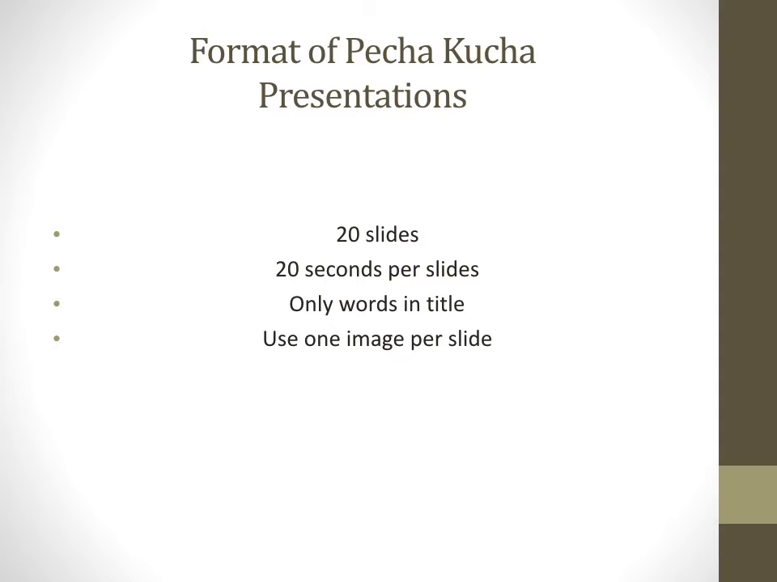Okay, so a couple of other things to know about the PK slides is the only words on your slides would be in the title, and we're trying to keep it very, very brief. You would only use one image per slide, that's it. So it will look like you have your title and then one image to help you tell the story within that 20 seconds.